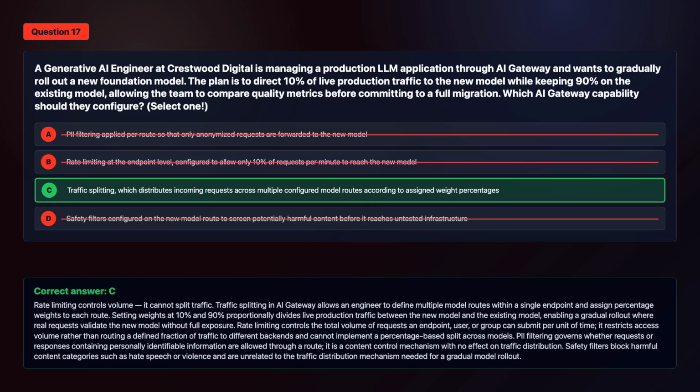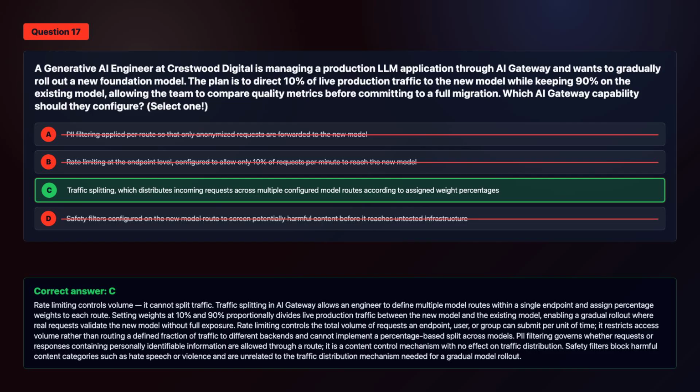The correct answer is option C. Rate limiting controls volume. It cannot split traffic. Traffic splitting in AI Gateway allows an engineer to define multiple model routes within a single endpoint and assign percentage weights to each route. Setting weights at 10% and 90% proportionally divides live production traffic between the new model and the existing model, enabling a gradual rollout where real requests validate the new model without full exposure.